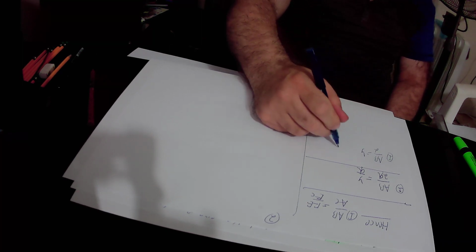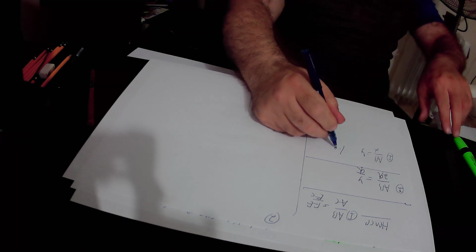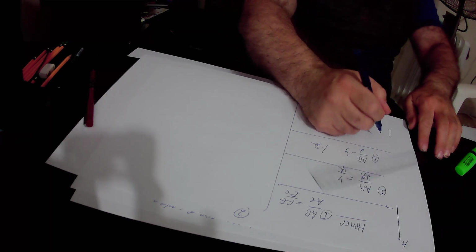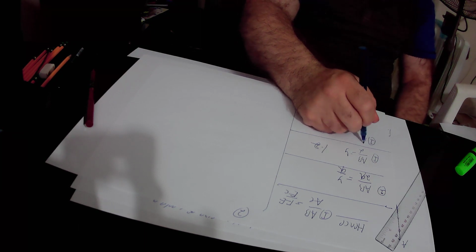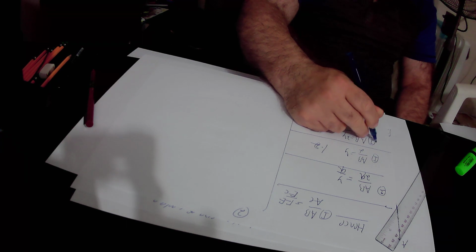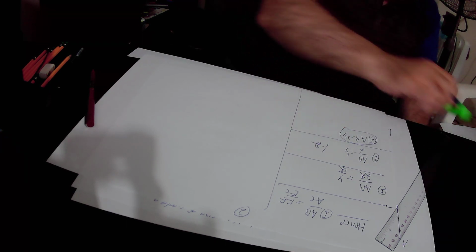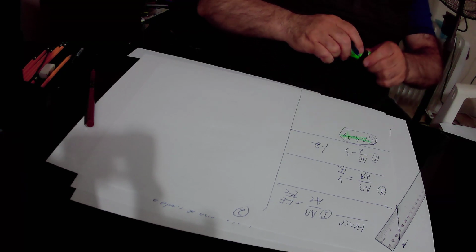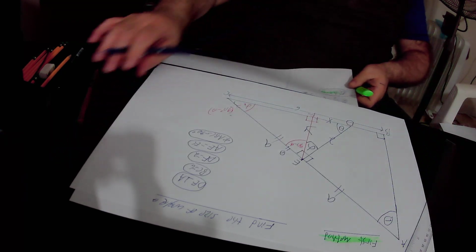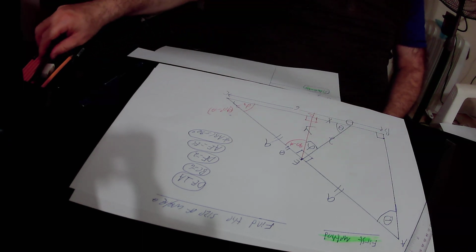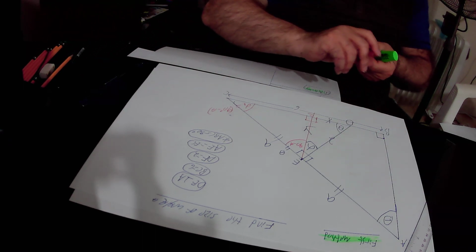We will multiply this equation by 2, equation number 1 by 2, and we'll get that according to equation number 1, AB equals 2Y. AB equals 2Y. So here we can write down that AB equals 2Y.